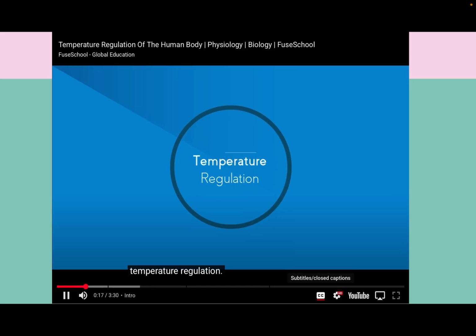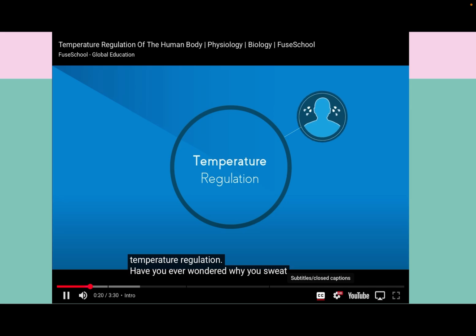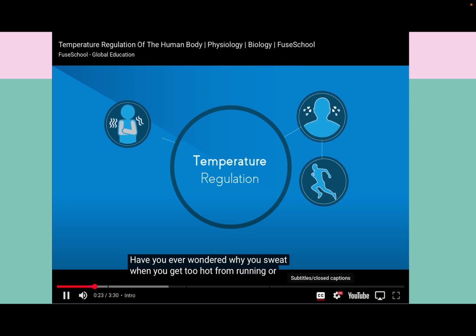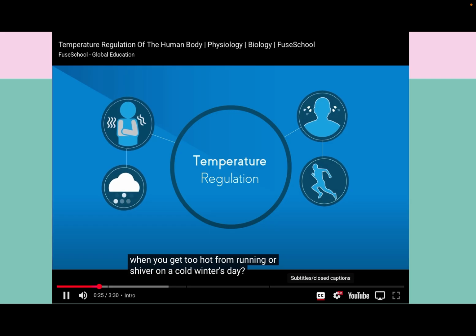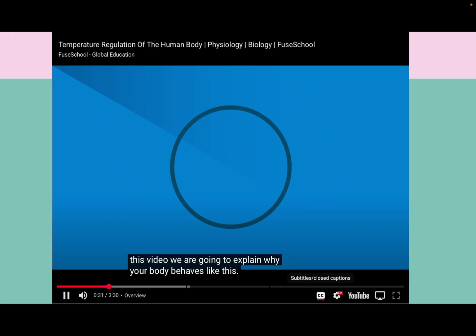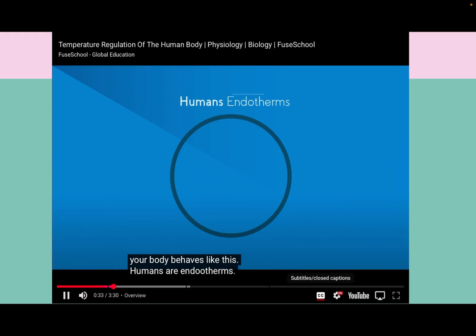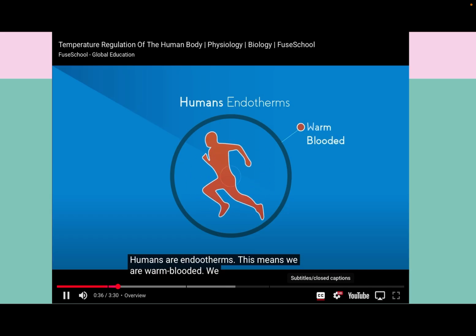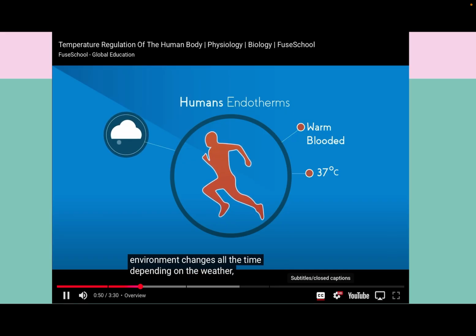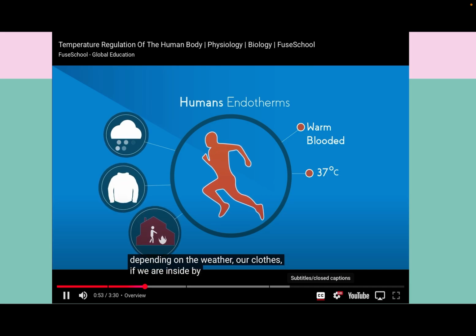Temperature regulation. Have you ever wondered why you sweat when you get too hot from running, or shiver on a cold winter's day? Well, in this video we are going to explain why your body behaves like this. Humans are endotherms. This means we are warm-blooded. We keep our body operating at 37 degrees Celsius, regardless of the external conditions. However, this is a real challenge as our environment changes all the time depending on the weather, our clothes, if we are inside by the fire or outside having a snowball fight.